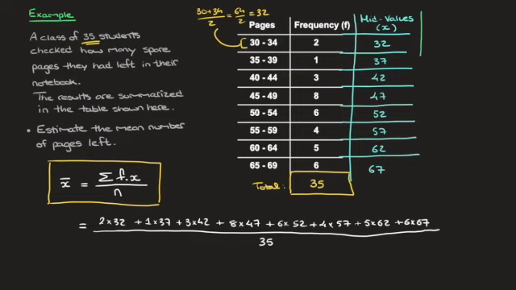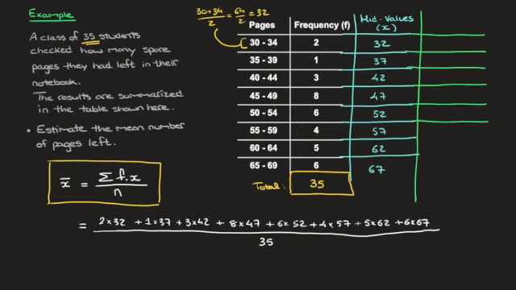I'll just add another column, like so, and I'll extend the rows again. And at the top of this column, I'll write f times x, where f is each of the frequencies and x corresponds to each of the mid-values. So for this first cell, that would be 2 times 32, so that's 64. We'll then have 1 times 37, which is just 37, 3 times 42, and so on and so forth. And in doing so, we quickly obtain the following.